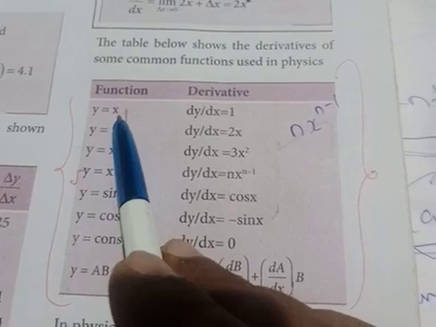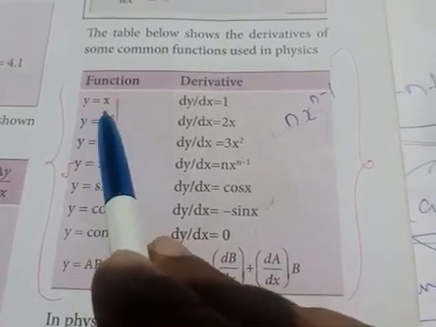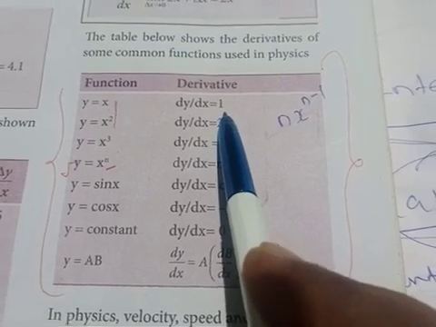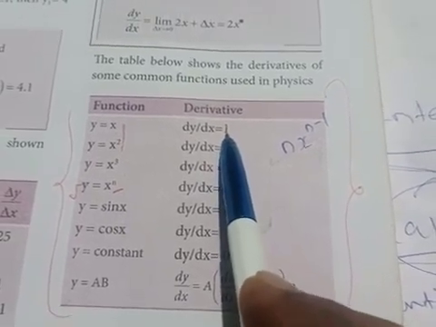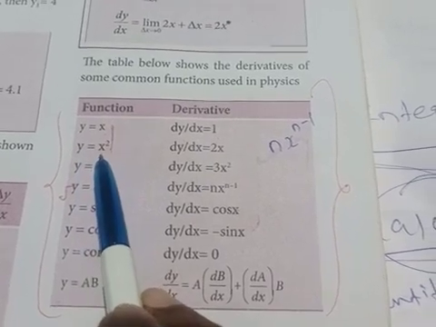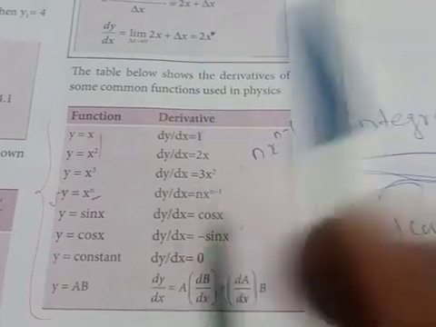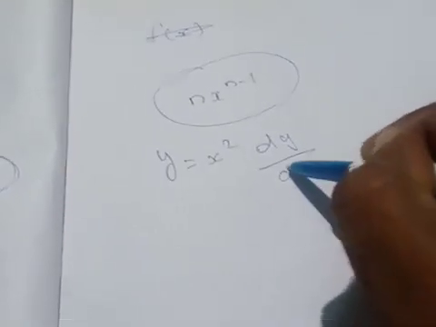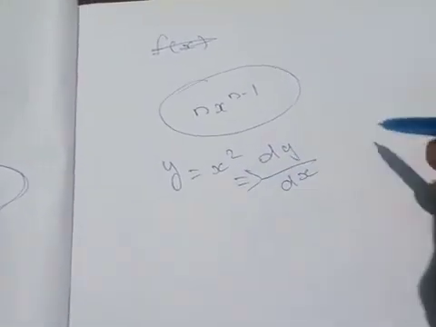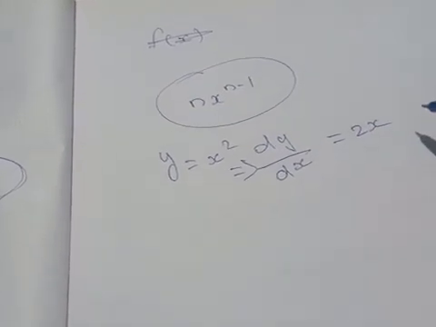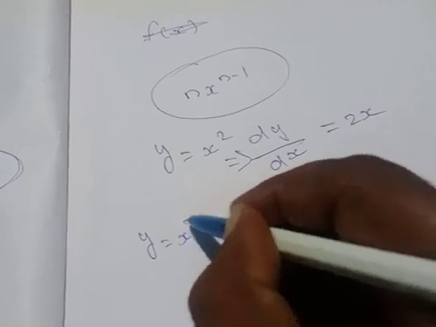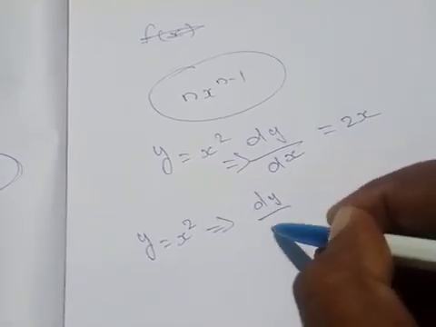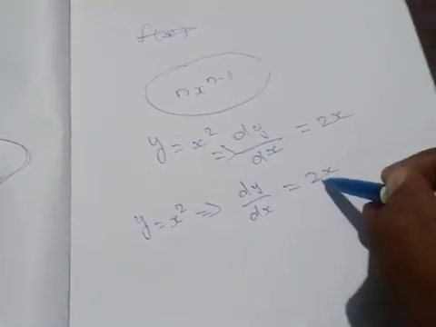y equal to x is the function, so its derivative form is dy by dx equal to 1. How did you get this? When we solve the next one, we will understand. Okay, so y equal to x square means we can write the derivative form dy by dx is 2x. y equal to x square means its derivative dy by dx is 2x. How did you get this 2x?